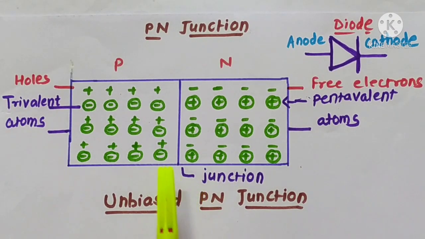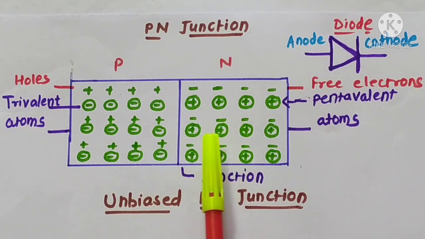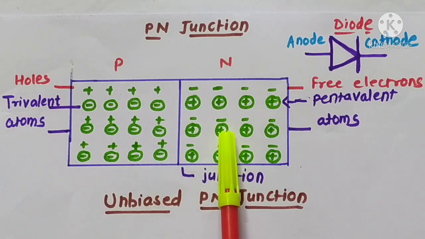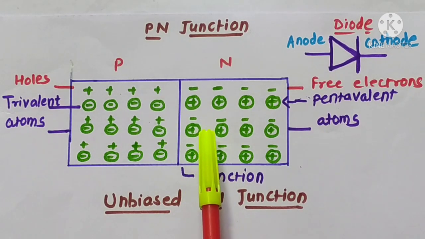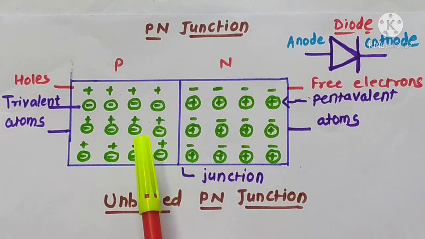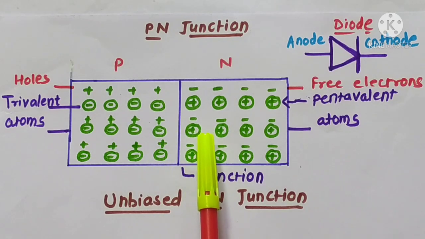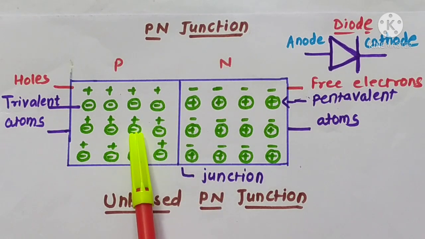Okay students, for simplicity, in both regions the minority carriers are not shown, but in very small quantity they are also present in both regions. Now, due to doping, there is a large number of electrons in the n side but very few electrons on the p side, because on the p side electrons are minority carriers, and whenever this p-n junction is formed, electrons from the n side start diffusing towards the p side.